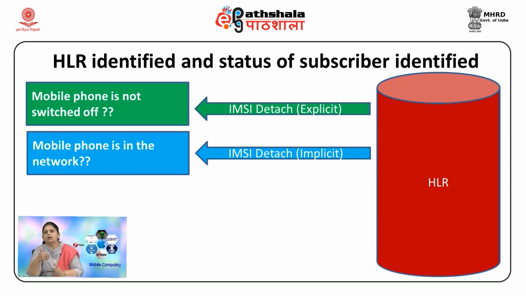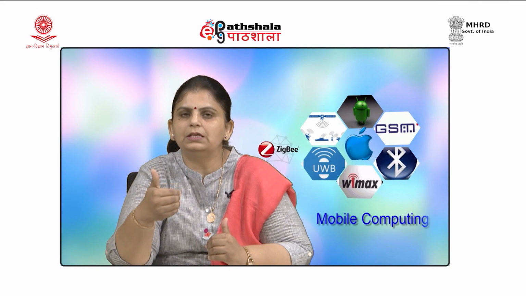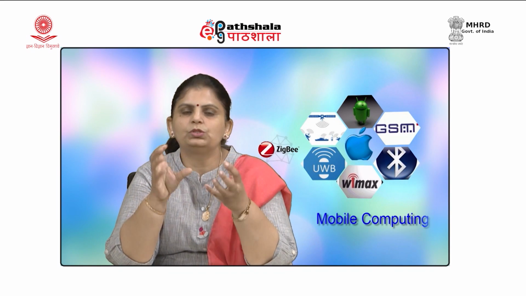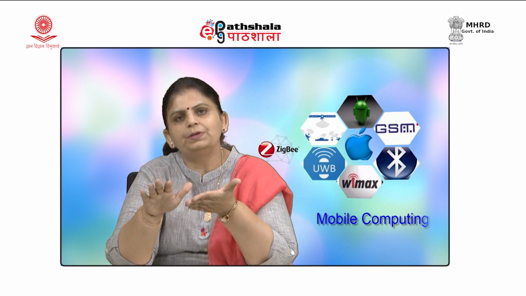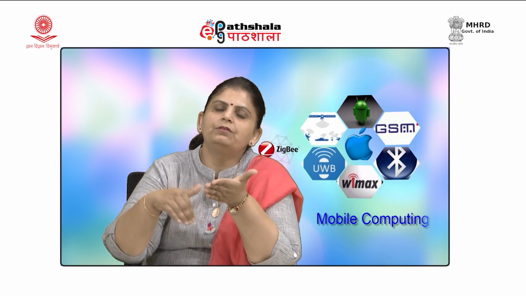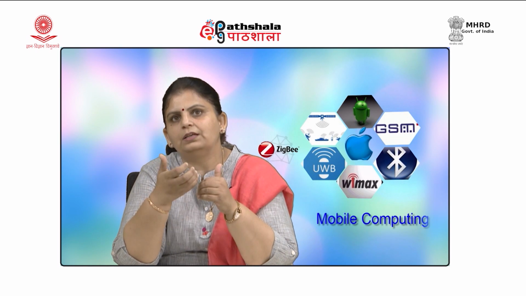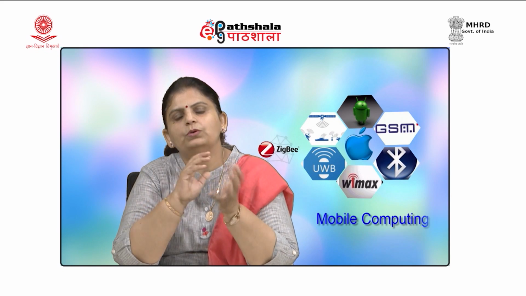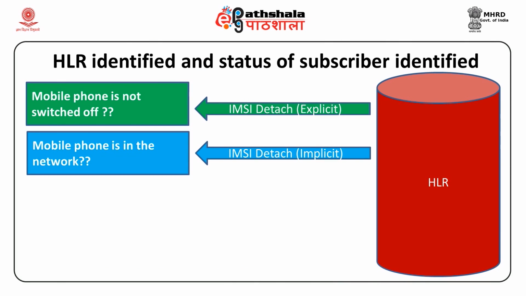So, for example, suppose we are going from one place to another by plane. When we sit in the plane, we are supposed to switch off our phone. So, here IMSI detach will explicitly take place. Whenever you reach your destination and you switch on your phone again, IMSI attach will take place, indicating that now the mobile phone is attached to the network. So, these two pieces of information are retrieved from the HLR.